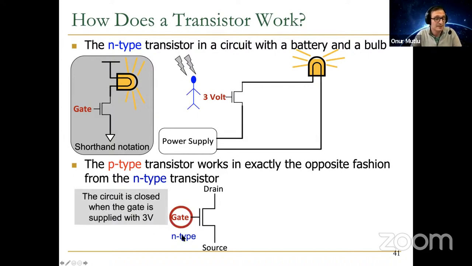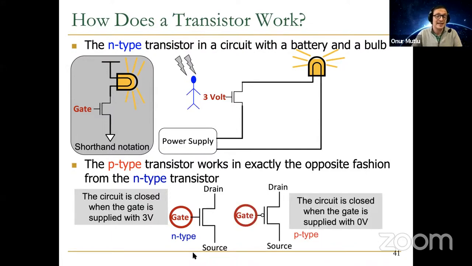So this was the N-type. The circuit is closed. It conducts when the gate is supplied with high voltage, 3 volts. In P-type, it conducts when the gate is supplied with 0 volts. Okay, and we denote it with this bubble over here.